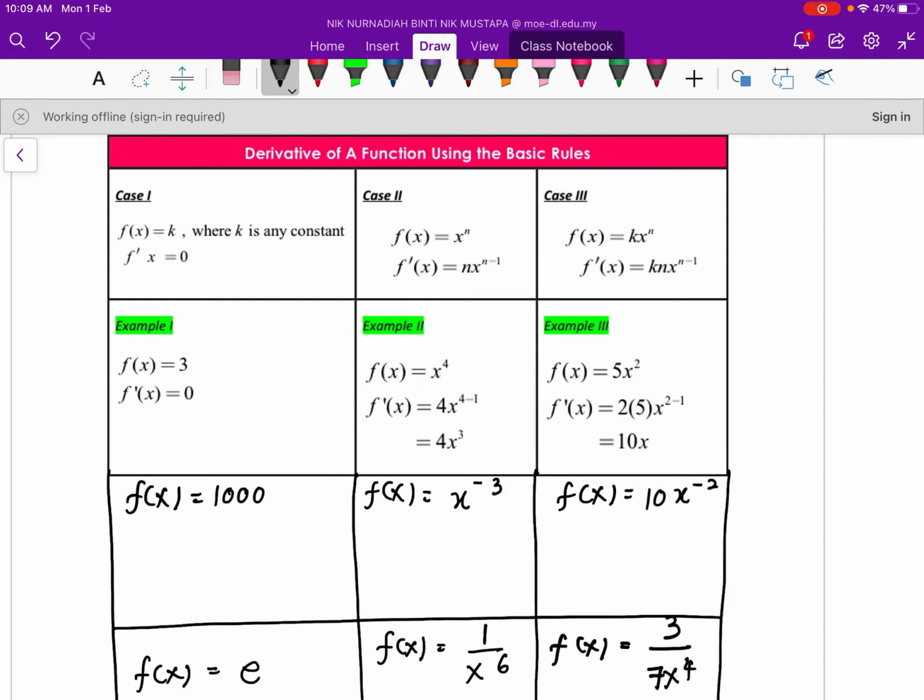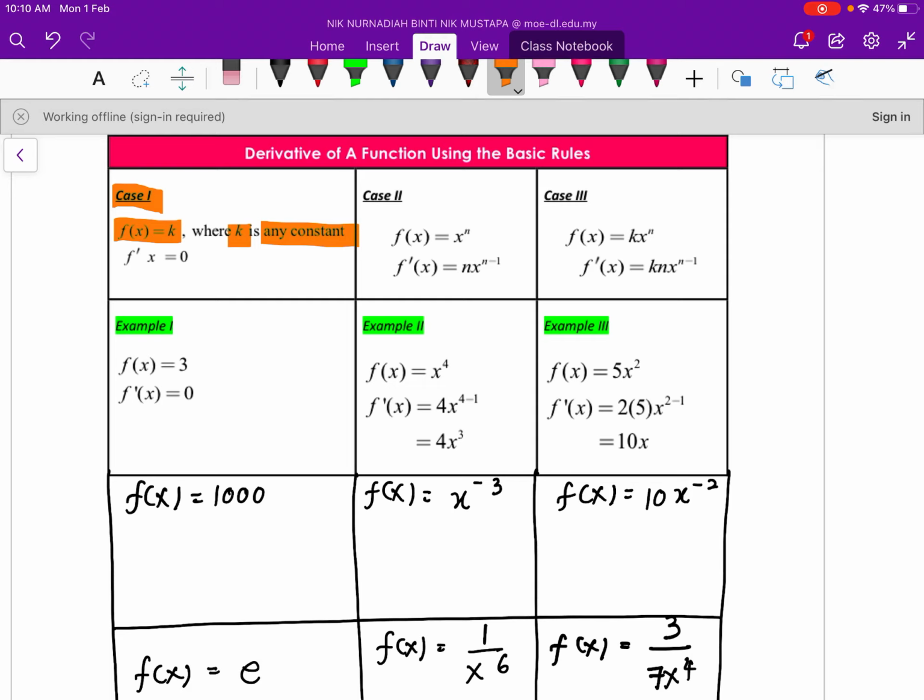Okay, so mula-mula sekali kita belajar dulu basic rules, yang ni saya rasa awak dah familiar juga, tak asing pun. Untuk example seterusnya ni kita menekankan kepada 3 basic rules yang utama sahaja dulu. Kita bahagikan kepada 3 case dekat sini. Case yang pertama, bila soalan bagi kita f(x) equal to k, which is k here is any constant.